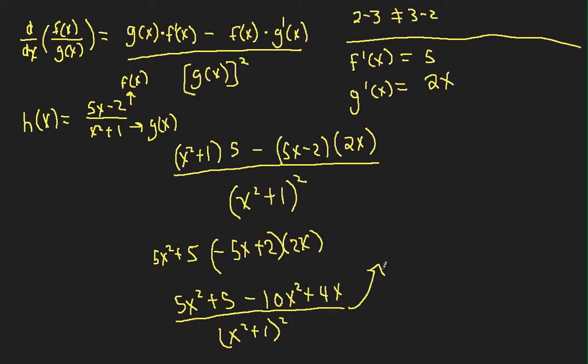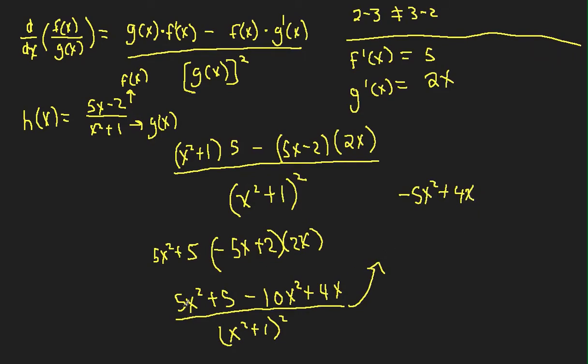So let's simplify this. 5x squared minus 10x squared is negative 5x squared. There's only one 4x, so we're going to keep that there. Okay, so we got rid of the x squareds, and we got rid of the 4x, and we're just left with a positive 5, all over x squared plus 1 squared. Let me just extend this so we know that's all over that. And that's your answer. You don't need to do anything else.